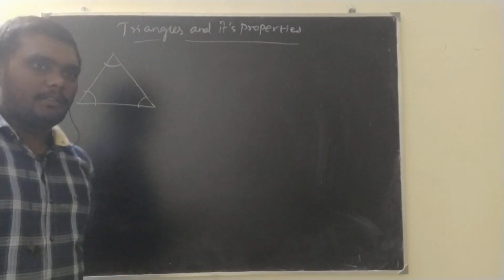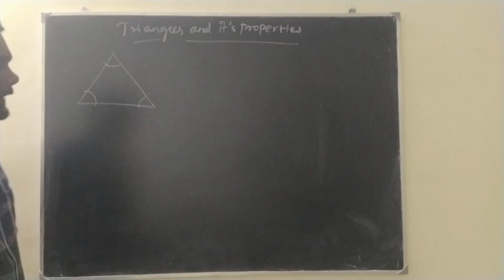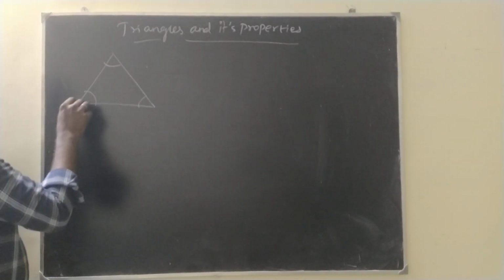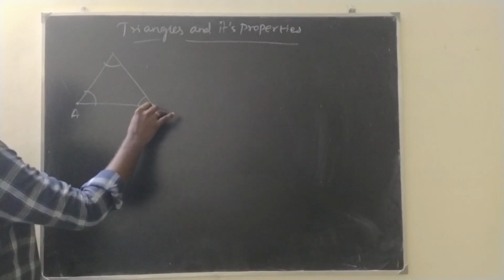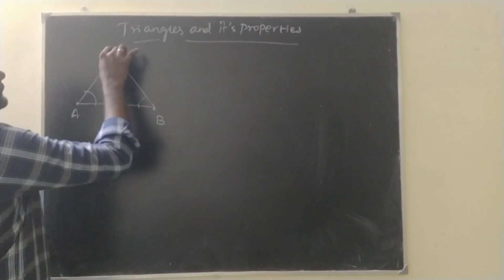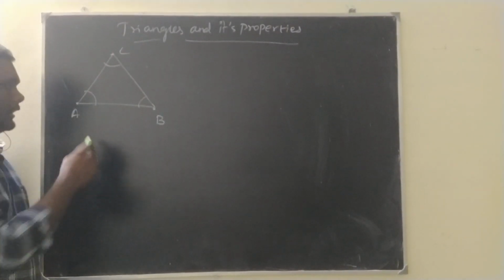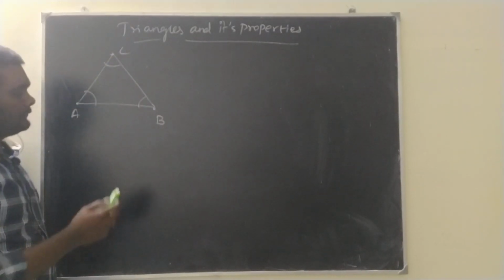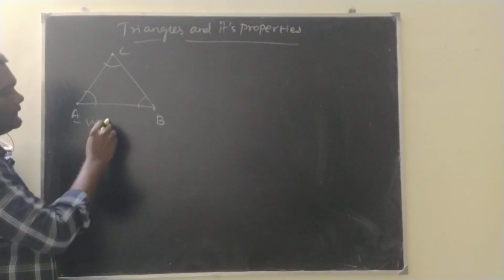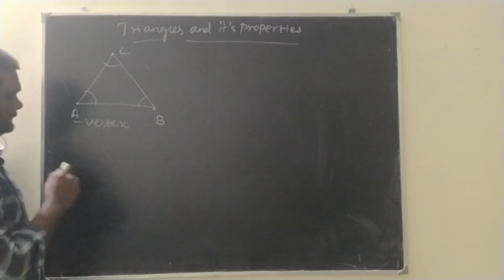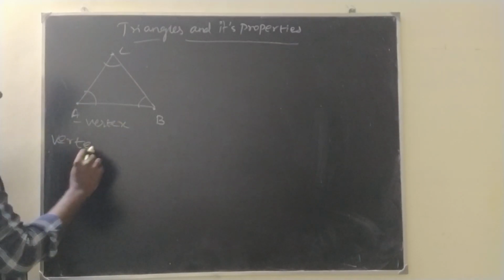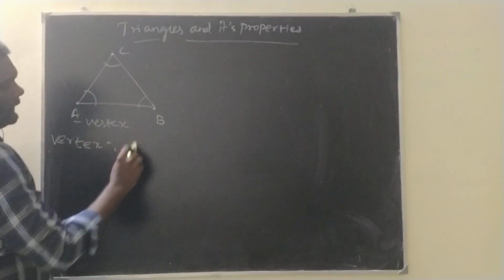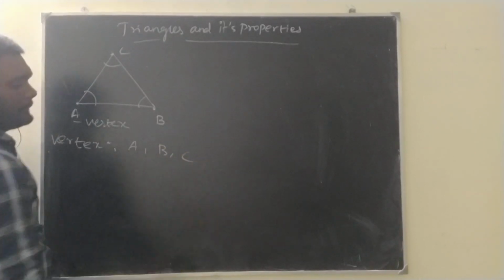This has some components. The first thing is its vertices A, B, C. How do you call these corner points? As vertex. Vertices are A, B, C.